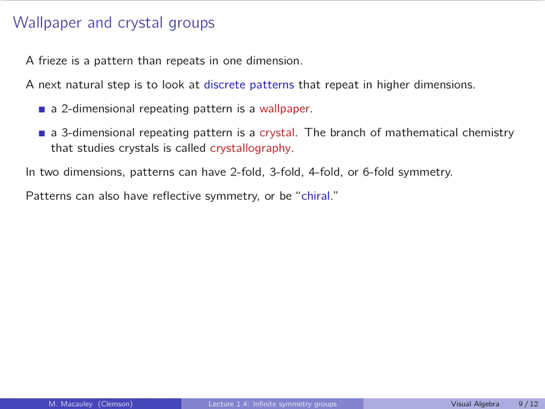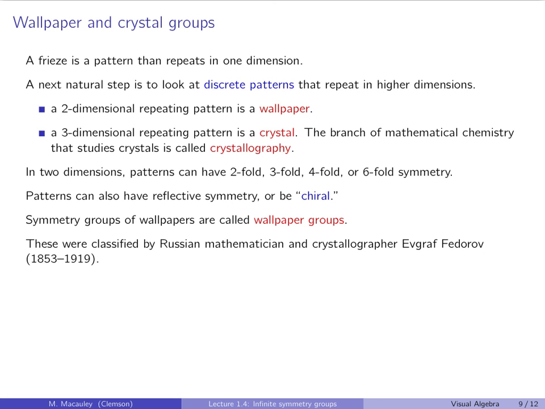In 2 dimensions, patterns can have 2-fold, 3-fold, 4-fold, or 6-fold rotational symmetry. Think hexagons, squares, triangles, or 2-gons, or they could have no rotational symmetry, 1-fold if you may. I'll show you pictures of these really soon. Patterns can also have reflective symmetry, or if they don't, they're said to be chiral. We saw that with the molecule of boric acid in the last lecture.